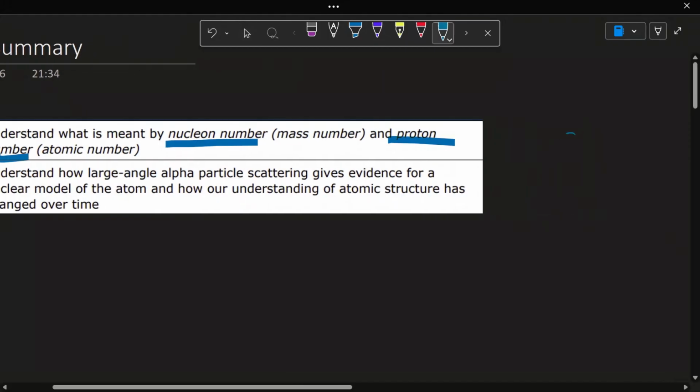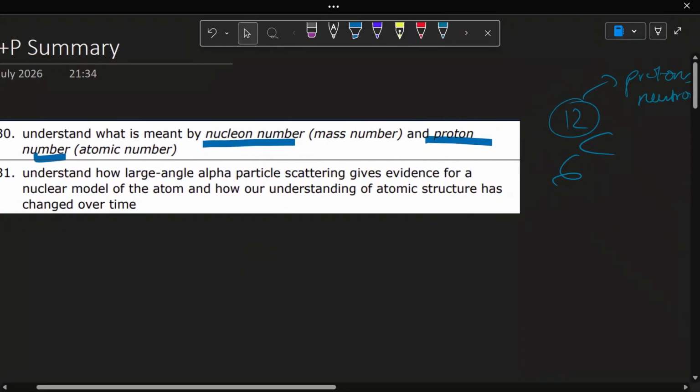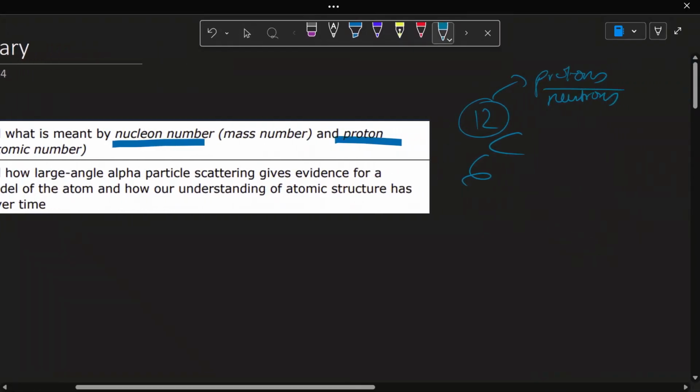If you look at this atom, let's look at carbon-12. So carbon-12, our nucleon number is going to be 12. That's the total number of nucleons, which is protons and neutrons inside the nucleus. And proton number is exactly that. It's the number of protons inside the nucleus, or we can call that the atomic number.